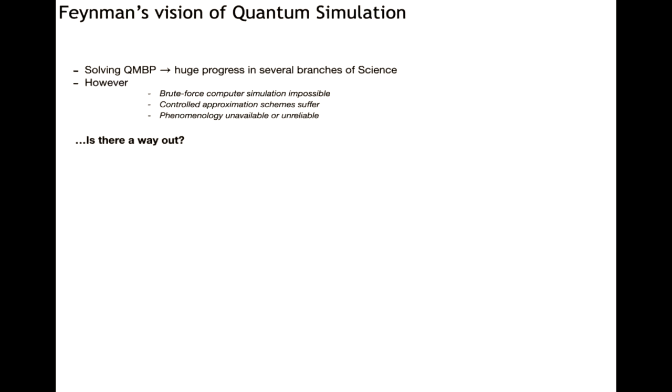Basically, solving the quantum many-body problem would lead to a huge progress, a huge leap forward in several branches of science, right? So this would be really great. However, we have said that brute force numerical computations are fundamentally impossible. On the other hand, controlled approximations, in many cases, are known to suffer badly, right? Otherwise, we would have solved all these problems. And phenomenology is not always satisfactory, of course. So this seems like a bad situation. So the natural question is, is there a way out from this situation?